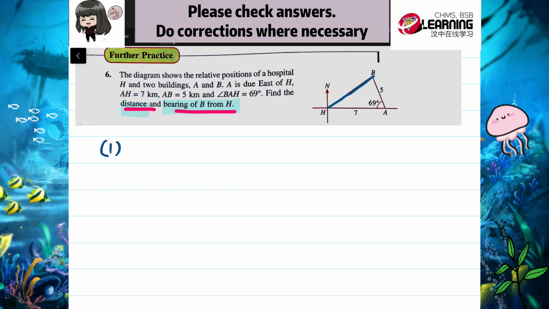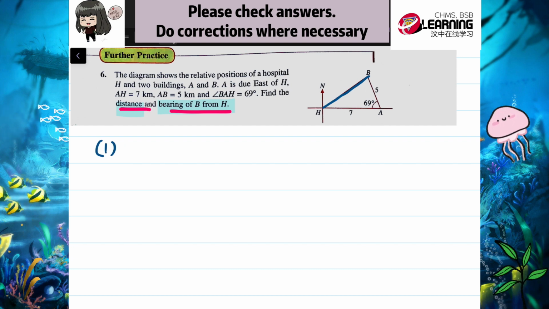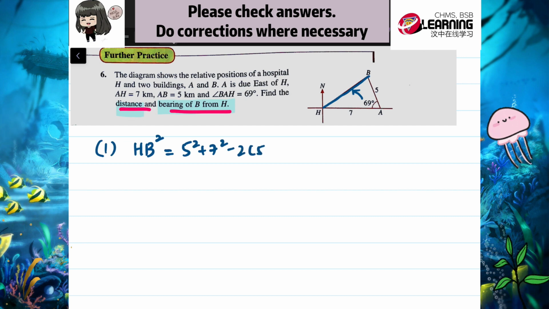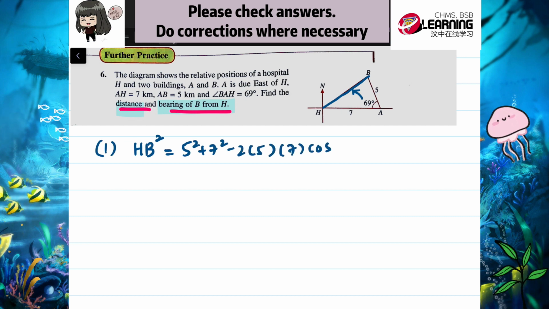And do not use SOHCAHTOA. Why? Because 90 degrees is not stated here. If there is a 90 degree angle, then you use SOHCAHTOA. There is no 90 degree angle, so don't use SOHCAHTOA. Here you use the cosine rule. The angle here is given, and HB is opposite, so you start from there. So your HB squared equals this. You use this method to find it.